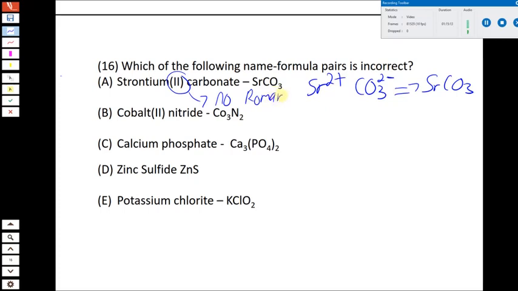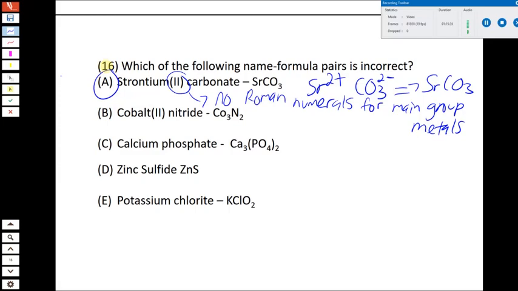Now, admittedly, this is nitpicky because it's not necessarily wrong. It's the correct charge, and it does identify this compound accurately, but it's just not the conventional way of naming it. We don't include Roman numerals. So that name looks like it's not correct. So we'll probably count that as our answer. Let's verify the other ones, make sure they are correct.